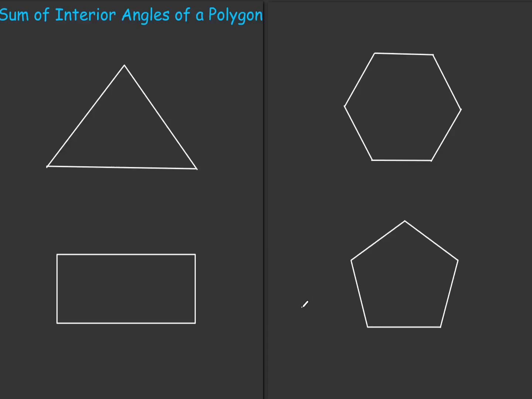In this lesson, we are looking at the sum of interior angles of a polygon. Without much ado, let's quickly go into it.